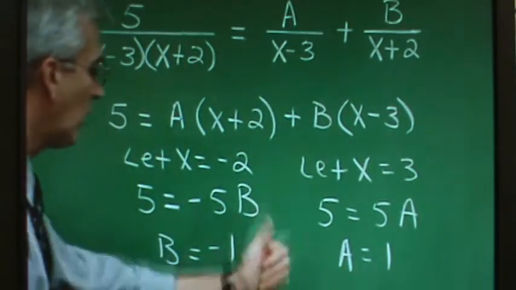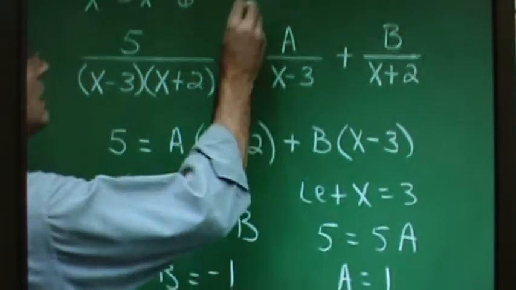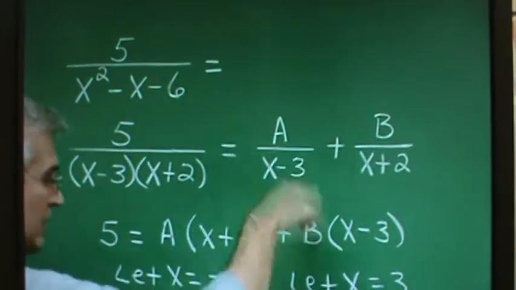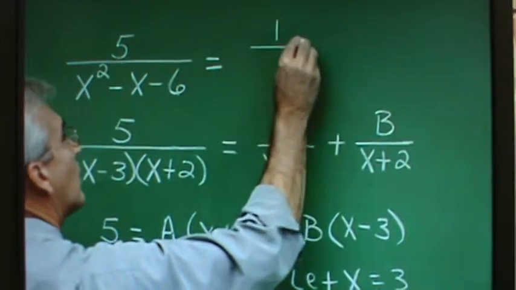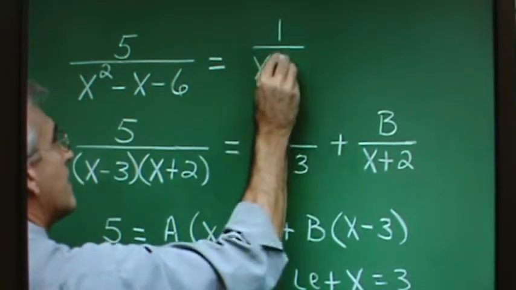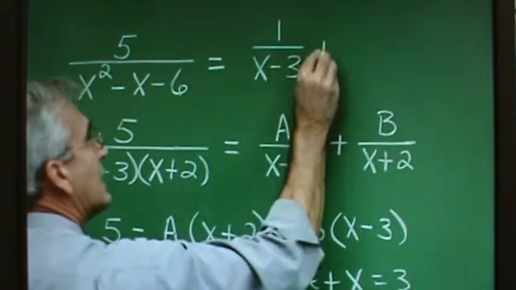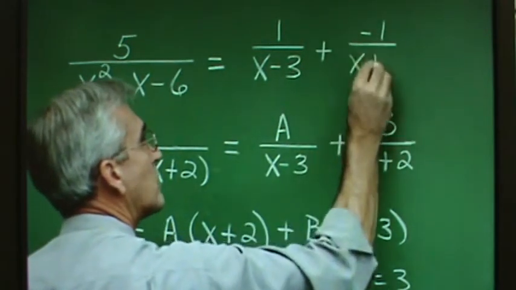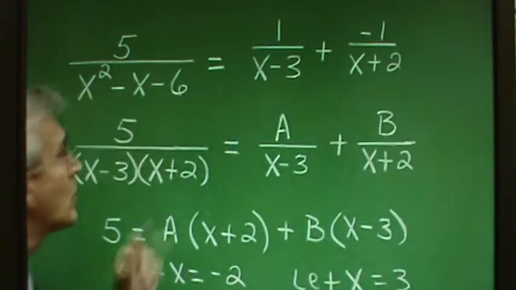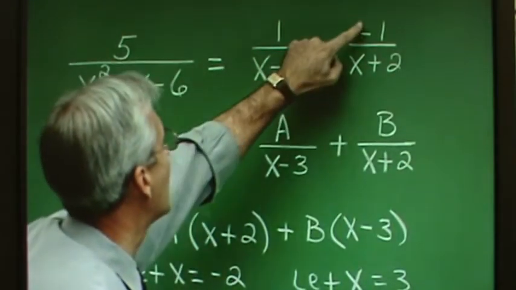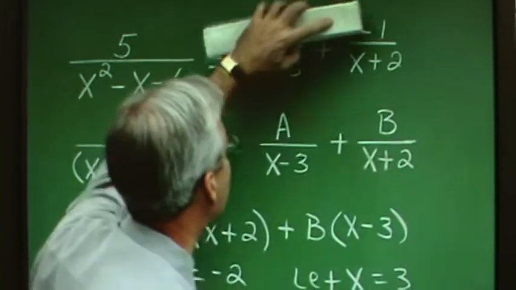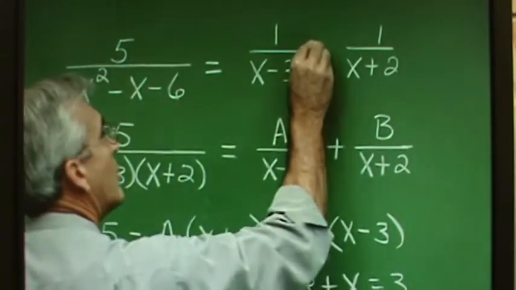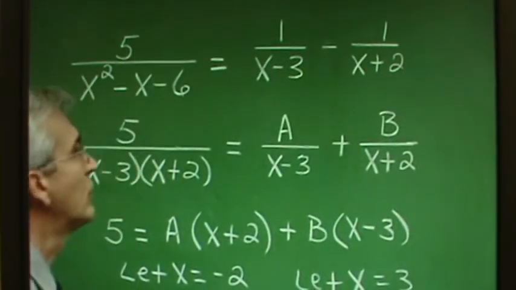So b is negative 1, a is 1, and we can write our fractions up above here as, let's see, the a value is 1, so we have 1 over x minus 3, and then plus negative 1 for b over x plus 2. And because we have this negative 1 in this numerator, we would probably end up writing this, you just swap signs here, as minus 1 over x plus 2.